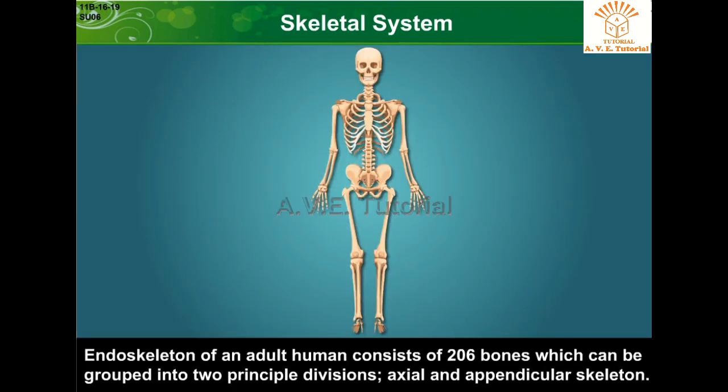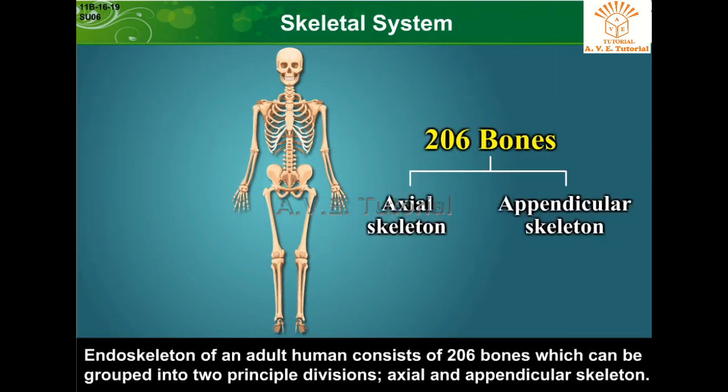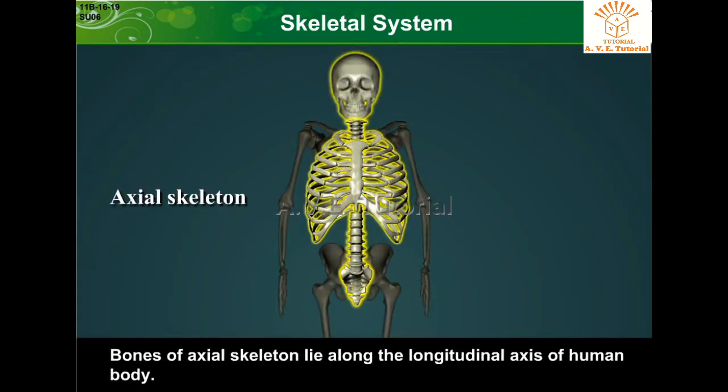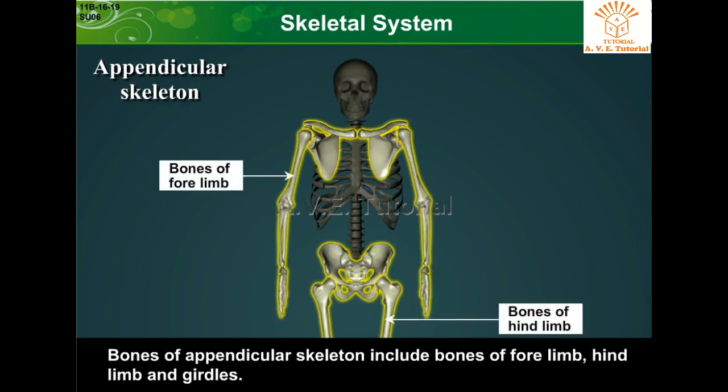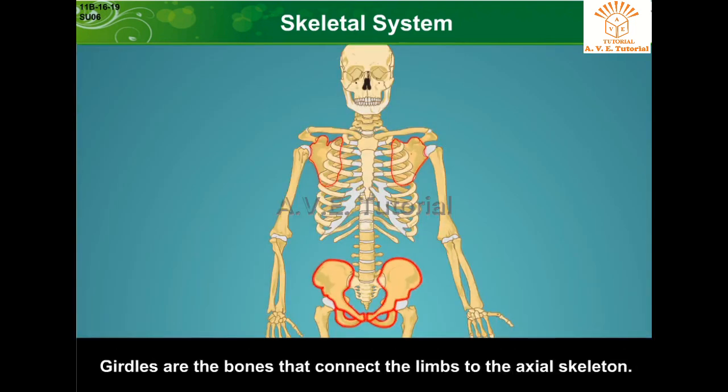Endoskeleton of an adult human consists of 206 bones, which can be grouped into two principal divisions, axial and appendicular skeleton. Bones of axial skeleton lie along the longitudinal axis of the human body. Bones of appendicular skeleton include bones of forelimb, hind limb, and girdles. Girdles are the bones that connect the limbs to the axial skeleton.